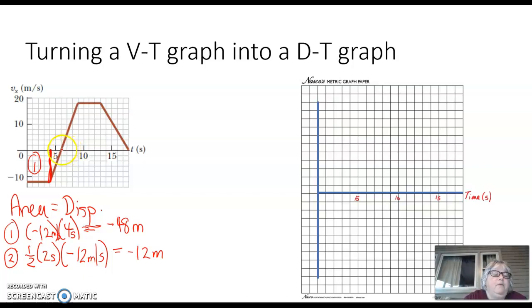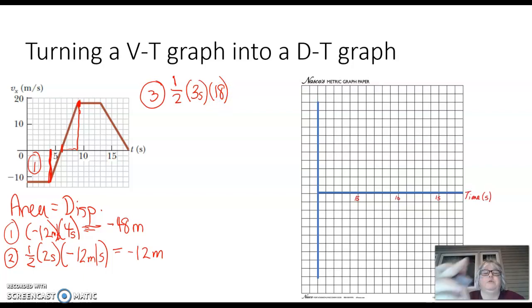My next segment runs from here to there. So my origin line over to the top of this triangle. So that's area 3. That is 1, 2, 3 seconds. So again, we have a triangle. 3 seconds is my base. And as we said, we're going up to 18 meters per second. That gives me 27 meters, and that is positive.